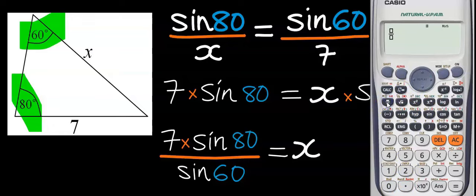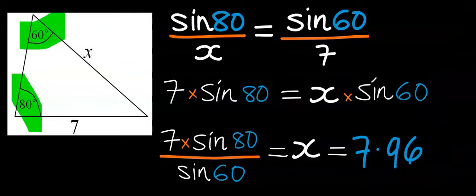First, I will click the division. 7 multiply sine 80. Close the bracket. At the denominator, we're going to have sine 60. Ensure you close the bracket, else you're going to have syntax error. Then you press the equal sign, and x is 7.96 to 2 decimal places. We can't include any unit because we don't know the unit for 7 or for x.